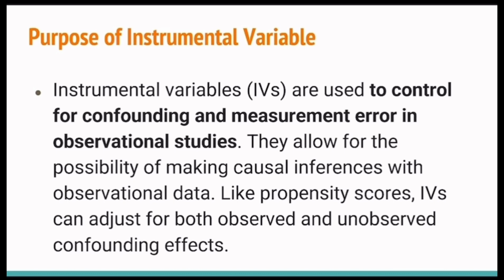The other example we want to talk about is propensity scores. The instrumental variable can help adjust for both the observed and the unobserved confounding effect.